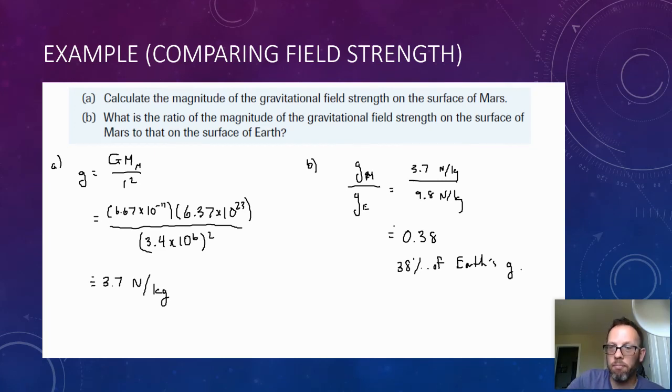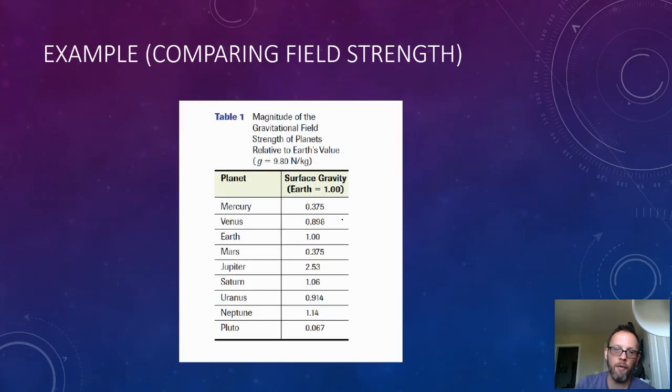So not insignificant, but you're not going to feel your normal weight on the surface of Mars. You'll definitely have a little bit of hop to your step. You'll definitely feel a bit lighter. So that's interesting. And consider the following table. It has data for the other planets as well. So we just did the ratio for Mars, and we got about 0.38, we did a bit of rounding though. So the gravitational field strength for Mars is about 37.5% of what it is for Earth.